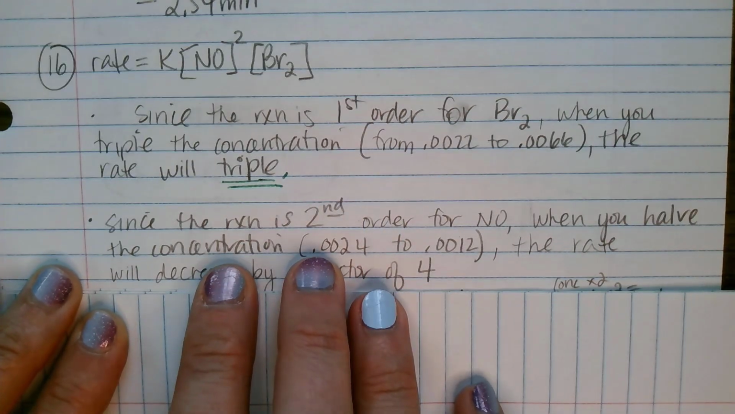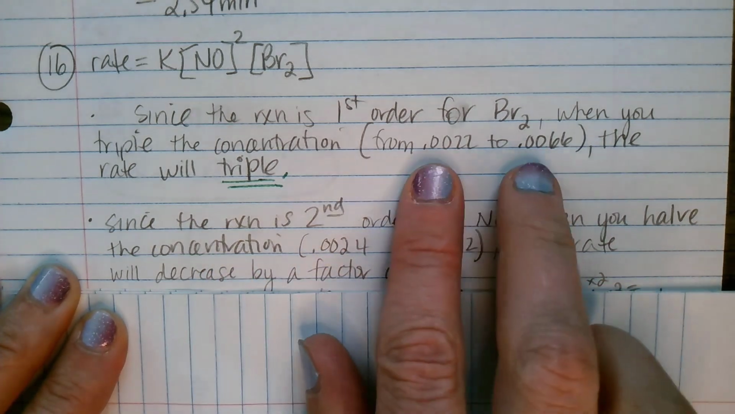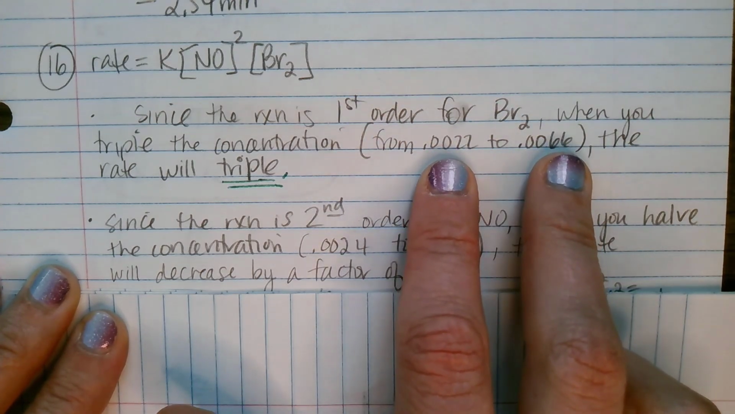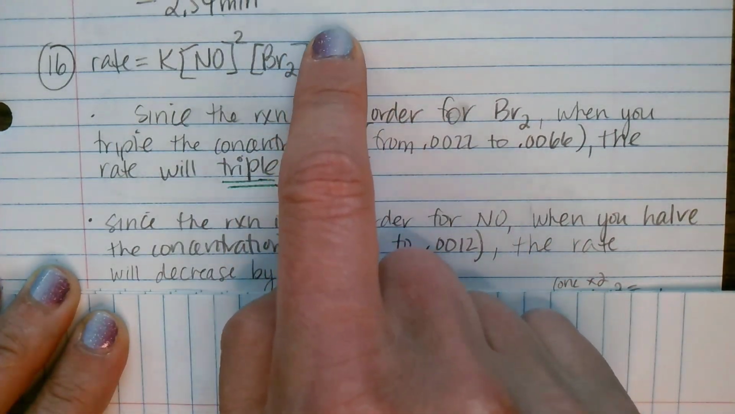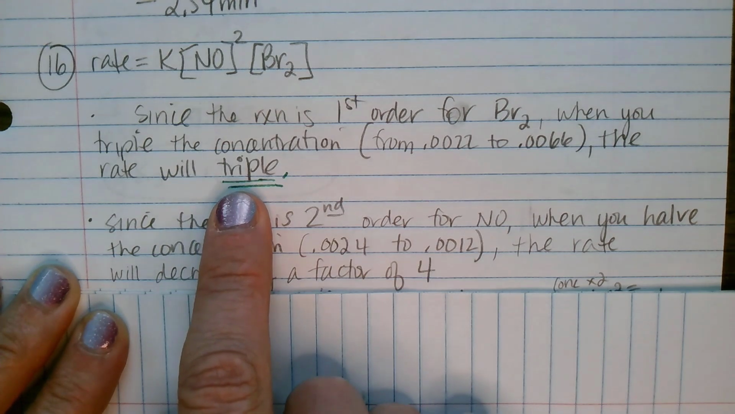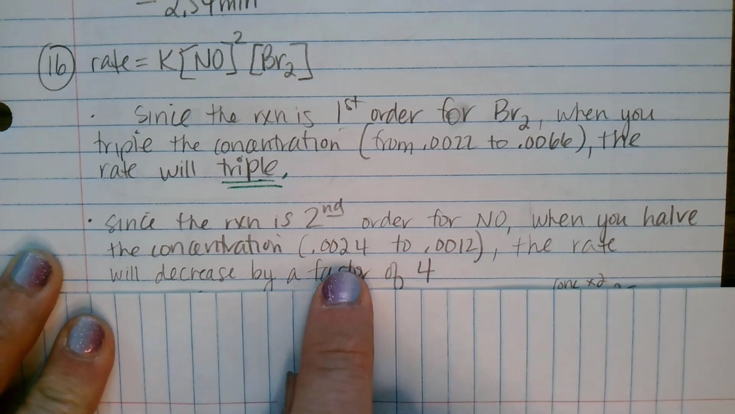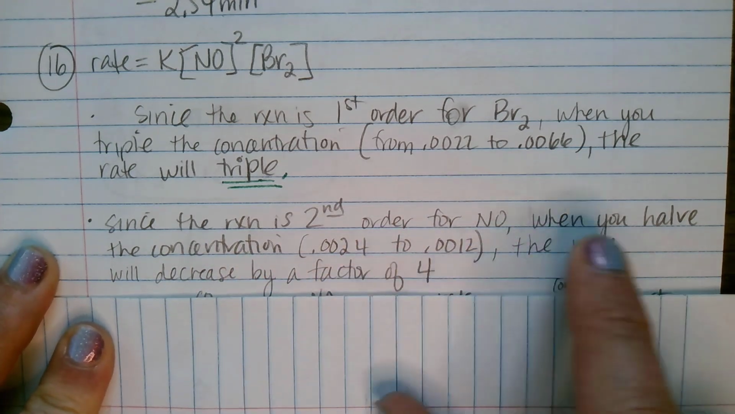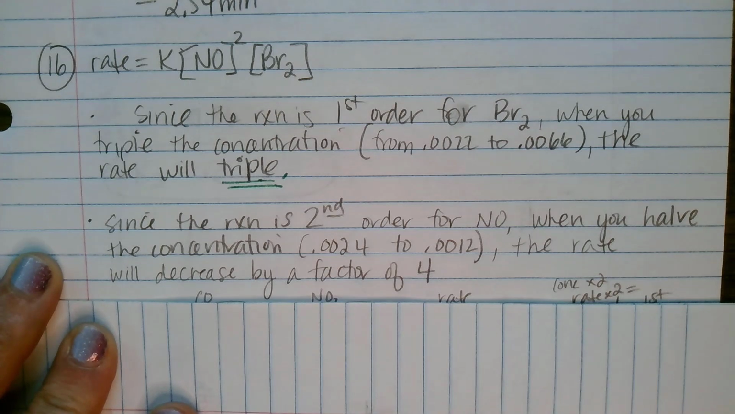How does this change if the concentration is changed from 0.0022 to 0.0066? If I divide 0.0066 by 0.0022, that tells me that it is tripled. So I've tripled the concentration. For Br2, since it's to the first power, the rate will triple. Now for NO, if we have the concentration go from 0.024 to 0.0012, it's going to decrease by a factor of 4 because it's second order.